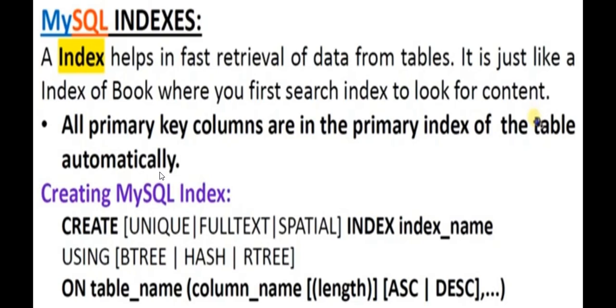Means if you have not created any primary key and then you are creating index, that is really very helpful for you. But if you have created your primary key column, then by default you have created your primary index for the quick reference, because that will help you in identifying that particular record from the table very easily. Fine. Okay, now how to create the MySQL index?